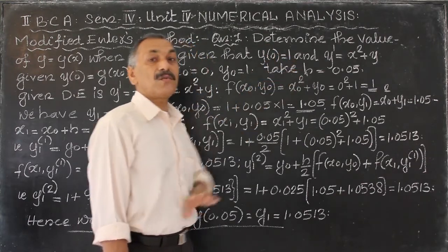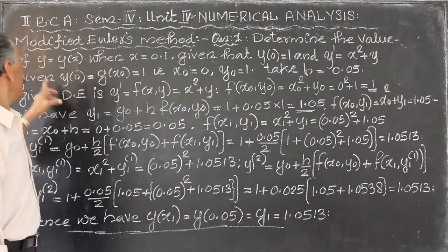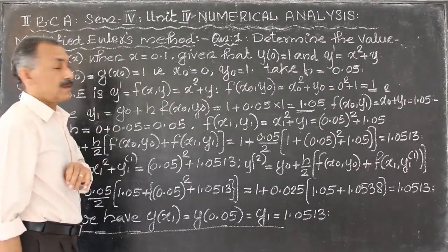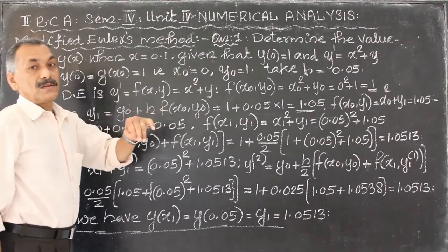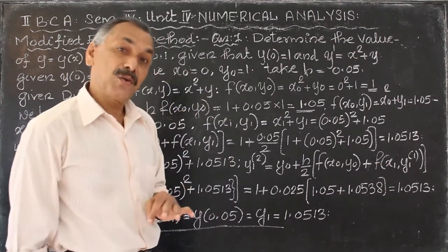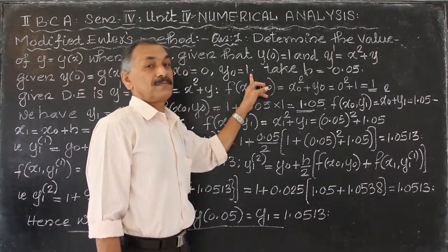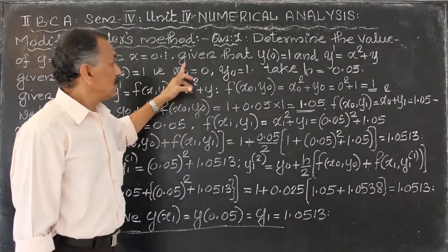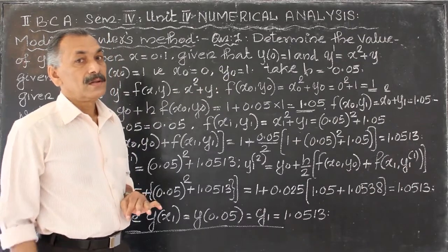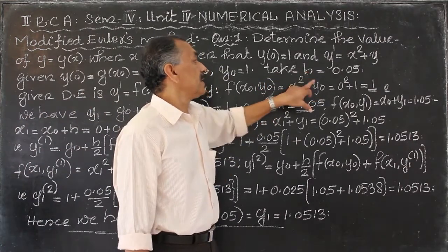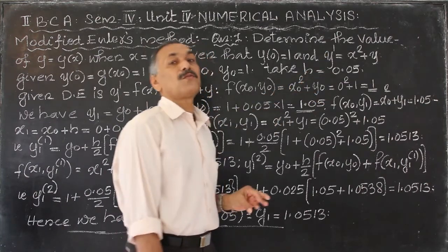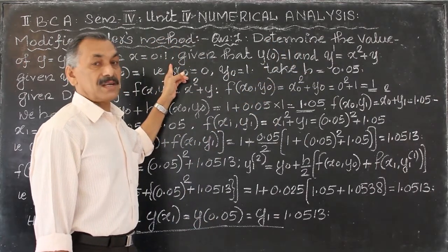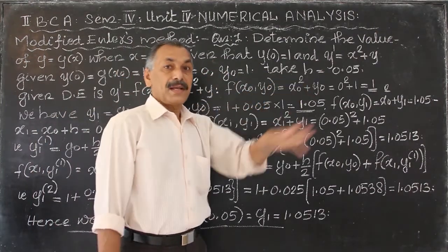That is, x0 is equal to 0 and y0 is equal to 1. So the value of the solution at x0 is y0 equal to 1. Next, we take h is equal to 0.05, so that 2h is 0.1.